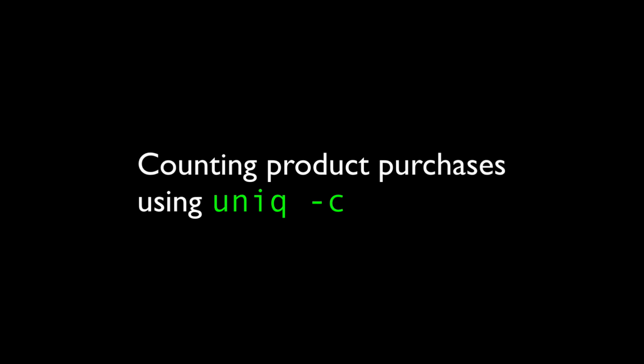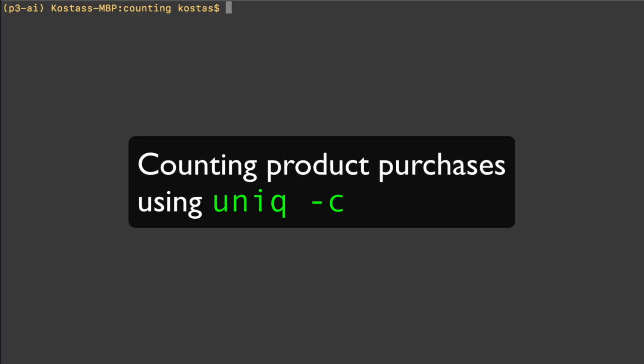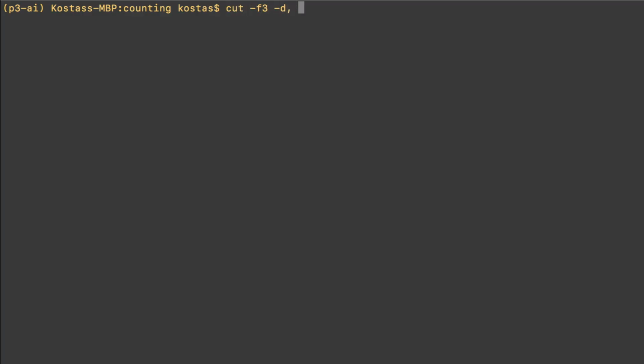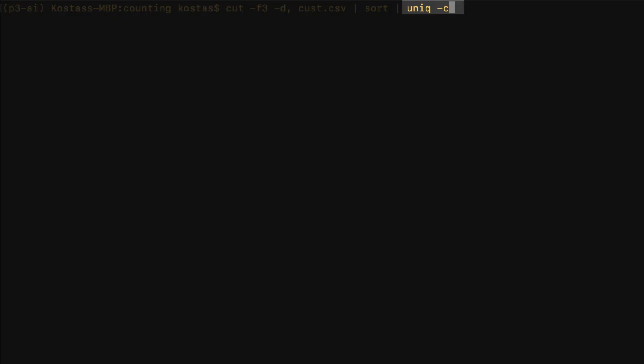Word count just gives us an overall count, but what if we want to count how many times each product has been purchased? We can do this with the uniq -c command. The product name is in column 3, so we will use cut -f3 to isolate this column. Next, we will use the trick from before, where we use sort followed by uniq to deduplicate the product names.